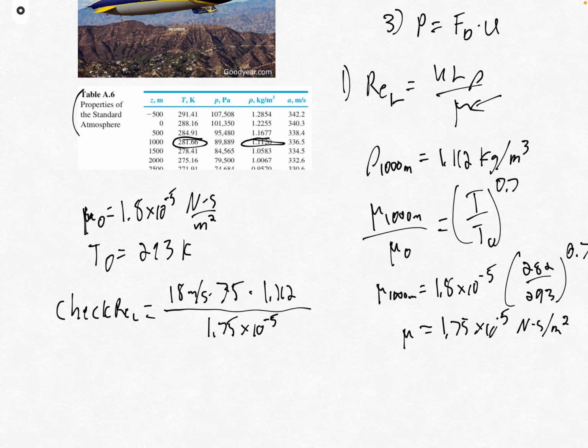So 18 times 75 times 1.112 divided by 1.75 e to the minus 5. And we're going to get 8.6 times 10 to the 7. And this is greater than 10 to the 6th, so we're good. So we know that we can use the given data for drag coefficient because our Reynolds number meets that criteria.